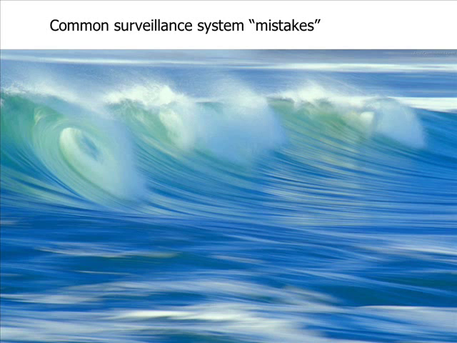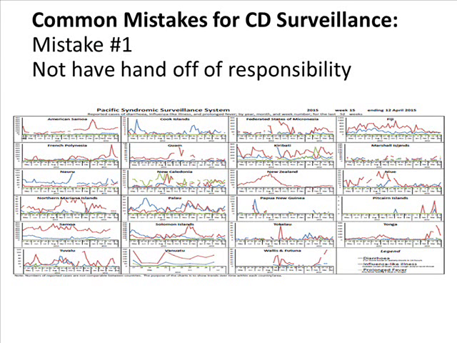Slide 26. What are common surveillance system mistakes? Slide 27. The surveillance system for communicable diseases doesn't have a handoff of responsibility. Gaps in surveillance are blind spots where outbreaks are not detected early and can get out of control. There was no 24/7 point of contact with the communicable surveillance and response team.